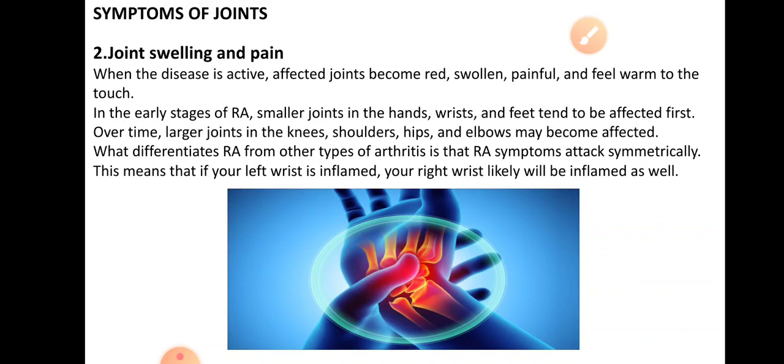What differentiates RA from other types of arthritis is that RA symptoms attack symmetrically. That means that if your left wrist is inflamed, your right wrist likely will be inflamed as well.